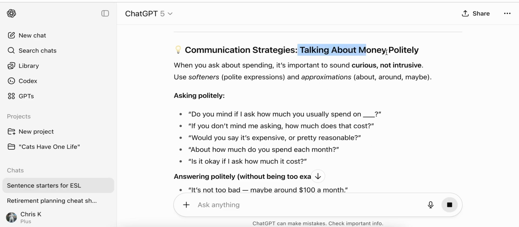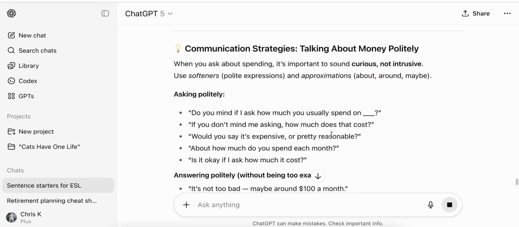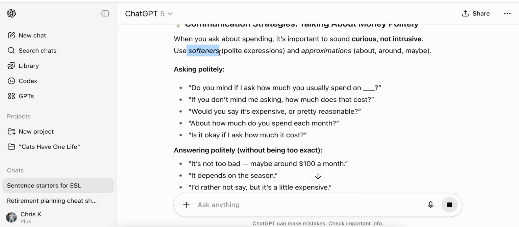Okay, so talking about money politely sounds curious, not intrusive. We're looking at softeners here. And again, this is an advanced class, so please keep that in mind. I think at the end of this video, I'll show you what you can do for lower levels. So I do teach lower level students, but 3 of my 4 classes are advanced level. And I tend to be kind of biased towards that anyway, or I should say that's my preference. Just the way I am.